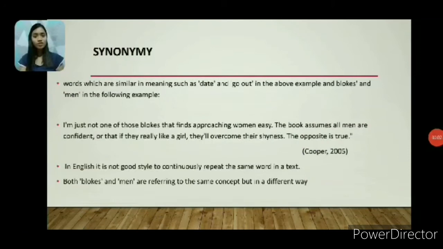Synonymy. When we say synonymy, it refers to words which are similar in meaning, such as date and go out in the above example, and blokes and men in the following example. "I'm just not one of those blokes that finds approaching women easy." "The book assumes all men are confident, or that if they really like a girl, they overcome their shyness. The opposite is true," by Cooper 2005. In English, it is not good style to continuously repeat the same word in a text. Both blokes and men are referring to the same concept but in different ways.